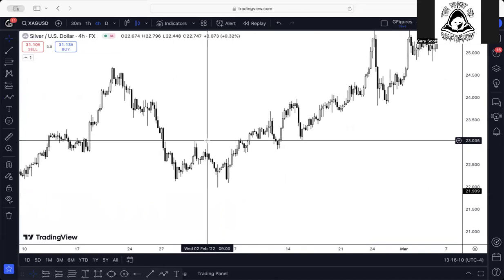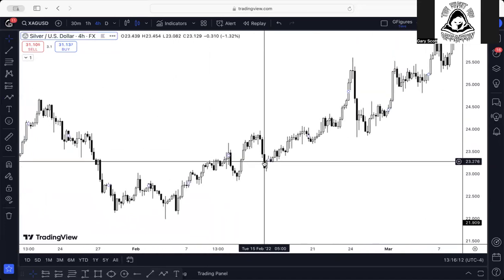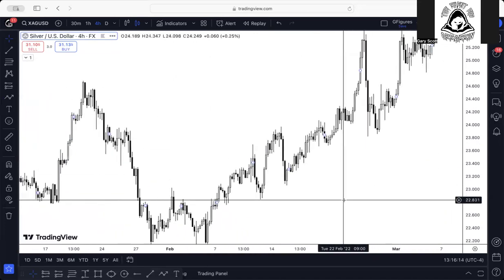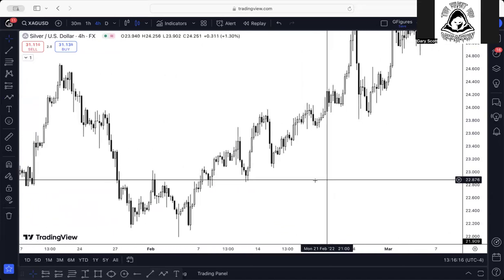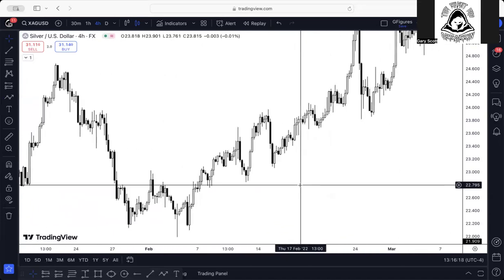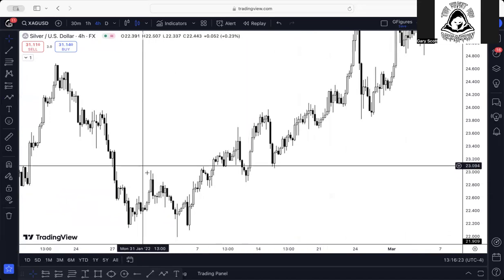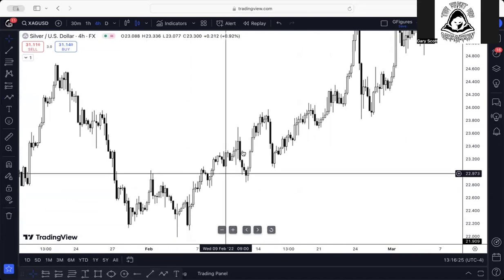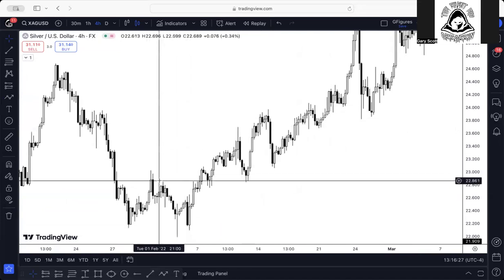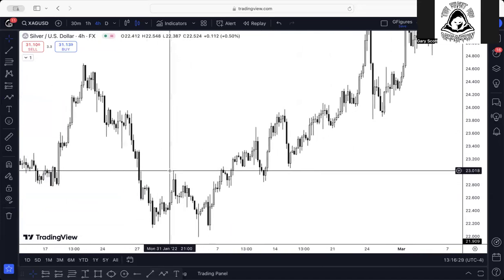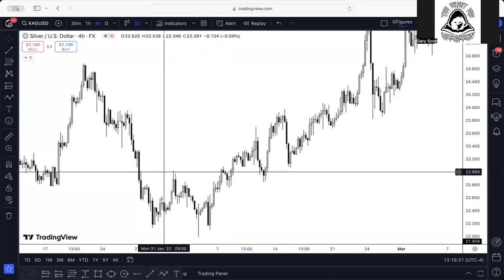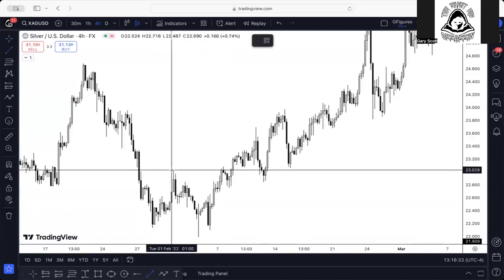All right, we're gonna come here. We're gonna use this example. Okay, so first things first. You want to see areas where you see strong rejections. Those are very key to pay attention to because those are structure levels that are getting broken.